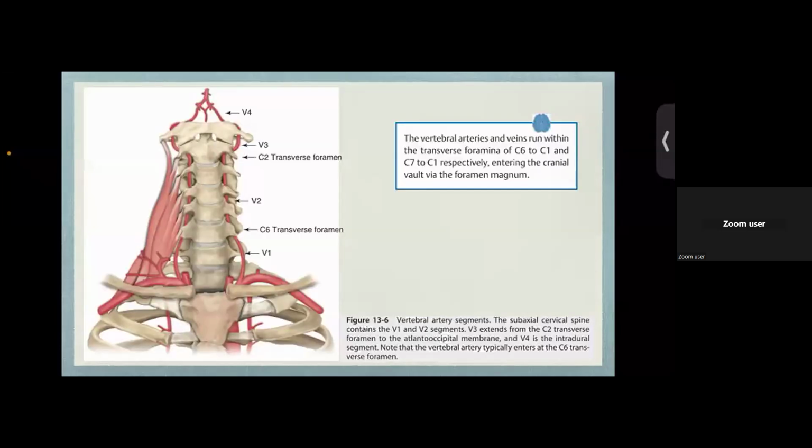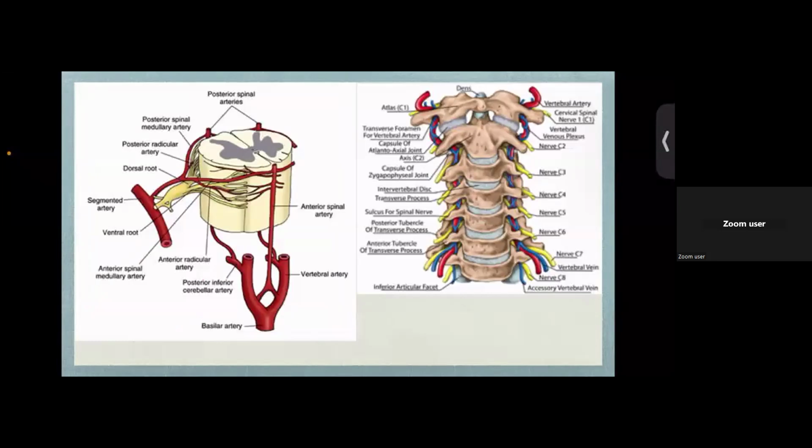Here's just a diagram showing you where the vertebral arteries will run. So just of note, the arteries and veins will run together, but the vertebral artery will start from C6 to C1, where the vein will actually start from C7 and continue onwards to C1 and enter the cranial vault via the foramen magnum, right? Here's just another diagram showing the blood supply of the spinal cord.